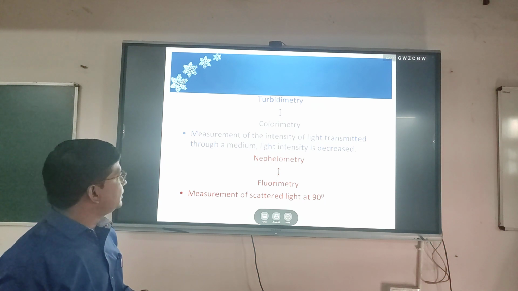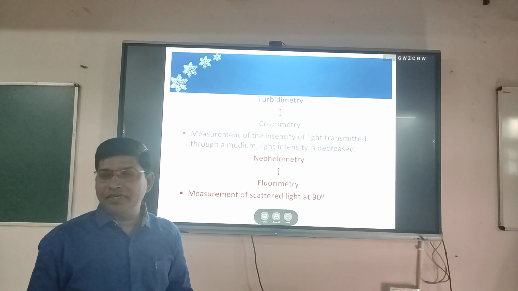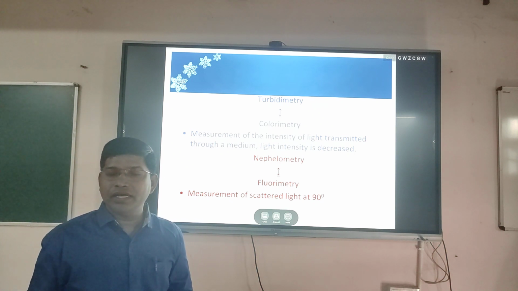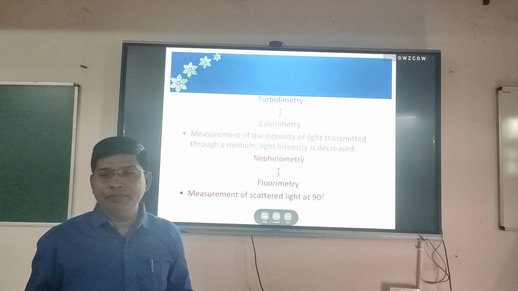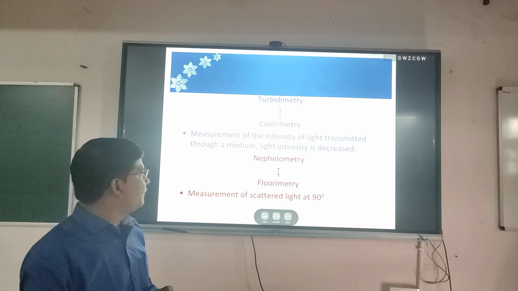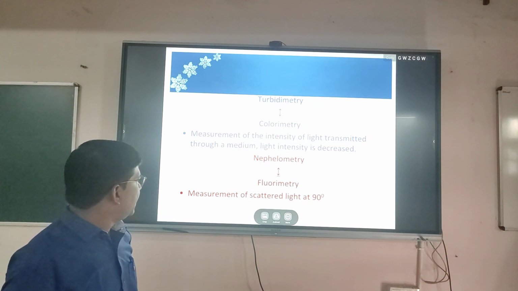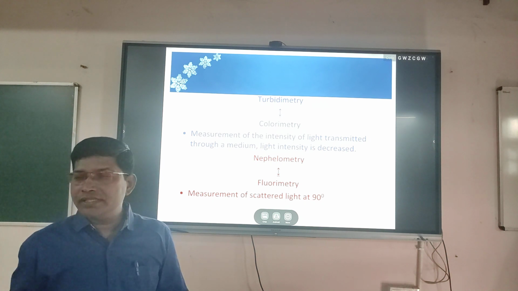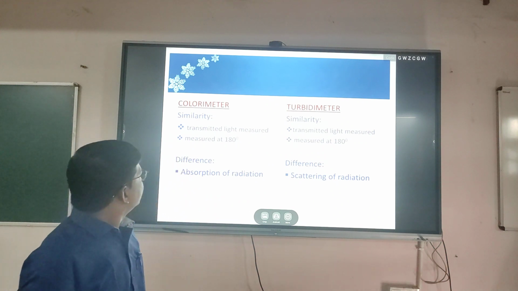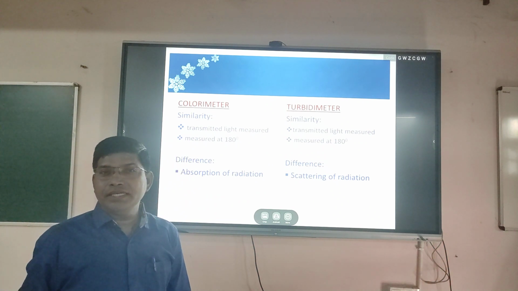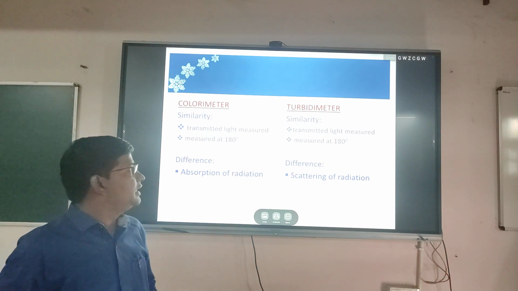Then what is the similarity between nephelometry and fluorometry? Similarly, if we don't have a nephelometer but we have a fluorometer in our lab, then we can use fluorometry for the measurement of concentration from a turbid solution, because here the scattered radiation is measured. Then here we will see the similarity and difference between the different techniques.